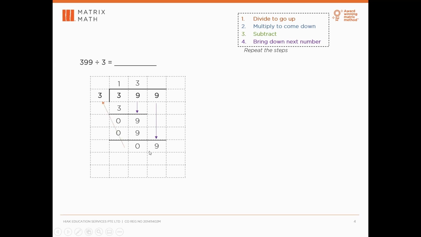Divide by 3, you get 3. Since we're at the top, you multiply to come back down again. So 3 times 3 to get 9. With this, we subtract to get 0. To check if it's really the end of the long division, we continue with step 4, bring down the next number. Since we have no more numbers to bring down, this is the end of the long division. So the answer is 133.